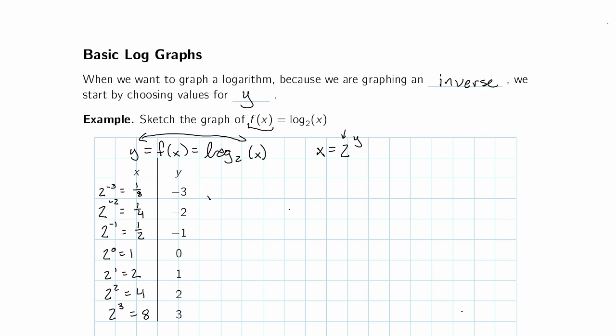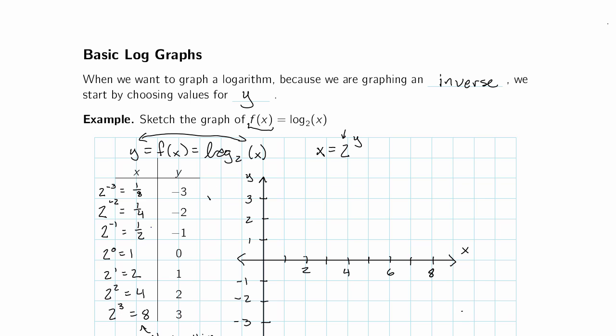Right, so by choosing the y values, we found the corresponding x values. And that gives us a bunch of pairs that we can plot in order to draw our graph. What's our graph going to look like? Notice we're only interested in positive values of x. We knew that because the domain of the logarithm only contains positive numbers. Our y values go from negative 3 to 3, so I'm maybe going to draw axes that look about like this.